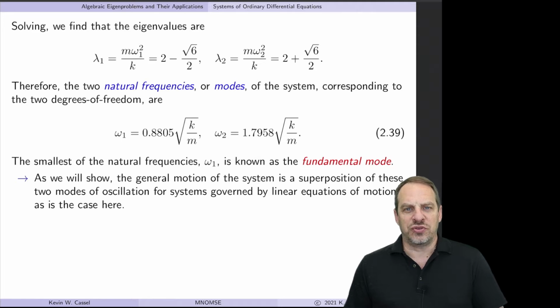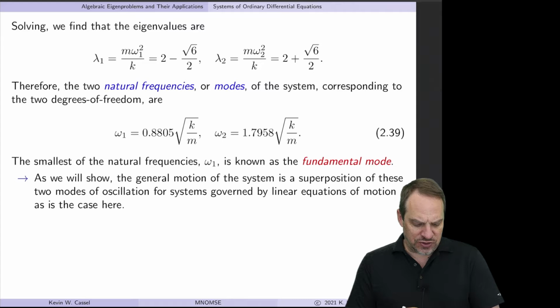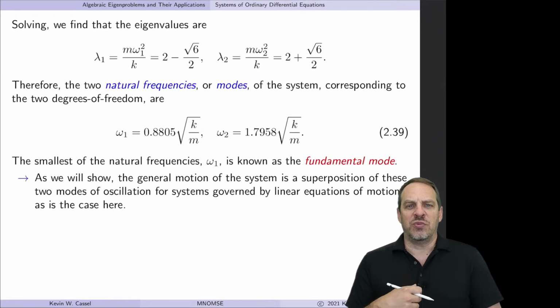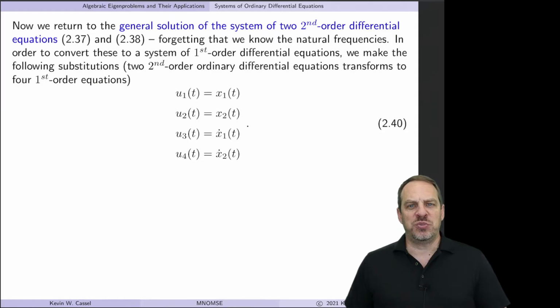We then obtained the natural frequencies of vibration for this system. Again, those are the frequencies for which the entire system is oscillating at those same natural frequencies. And this is what we got: omega 1 and omega 2, 0.8805 and 1.7958 times the square root of k over m. And remember, we said that when we get the general solution, which is the focus of this video, it is going to be a linear combination or a superposition of these two natural frequencies, and we'll see that in just a moment. As we've been doing throughout this section, we're going to use diagonalization to solve this problem.